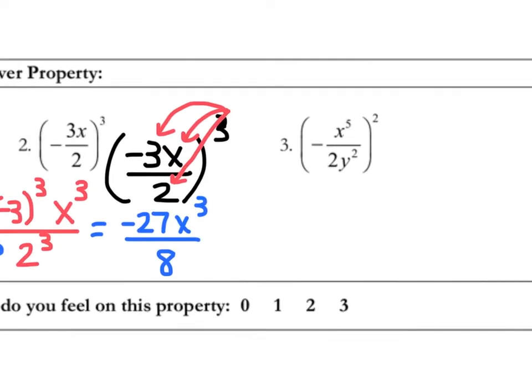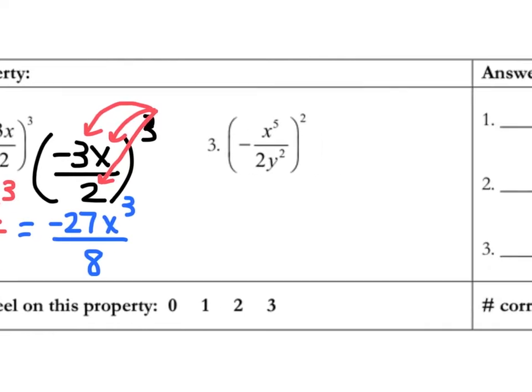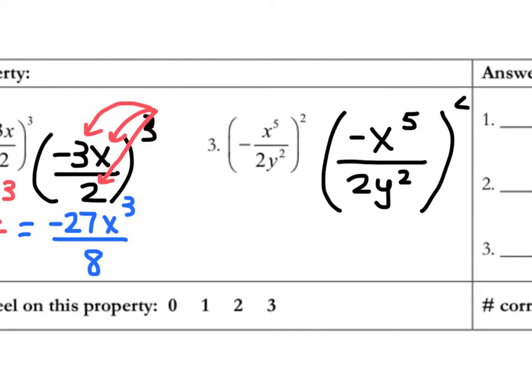And finally, I'm going to put the negative with the top, negative x to the 5th, over 2y squared, all squared. All right, guys, the squared goes to the top, it goes to the bottom, to the 2 and to the y squared. Okay, so we got negative x to the 10th, which whenever I raise a negative number to an even number, it comes out positive.